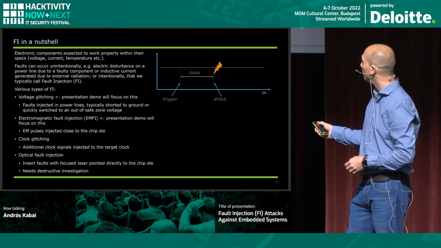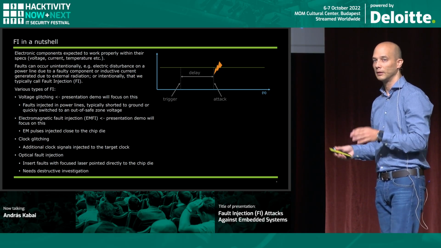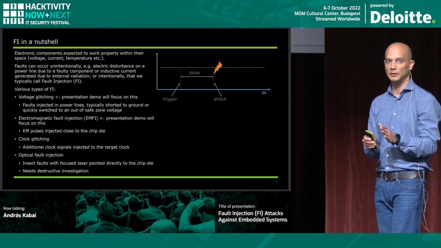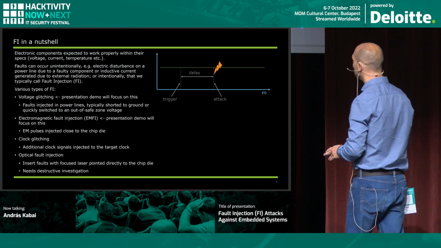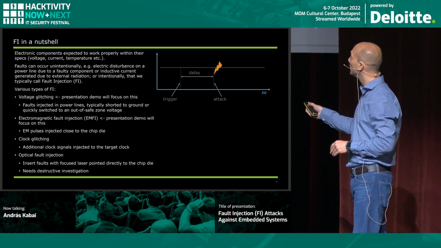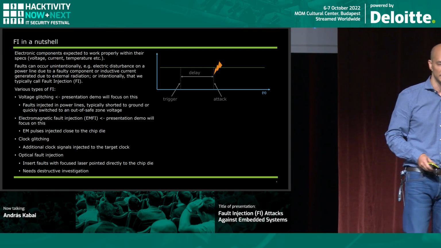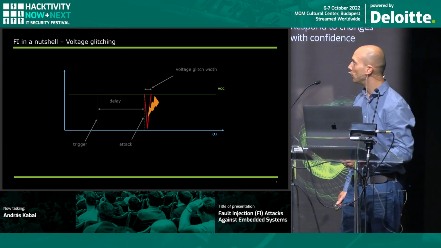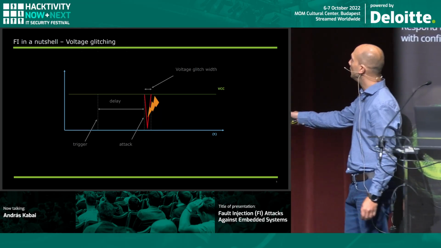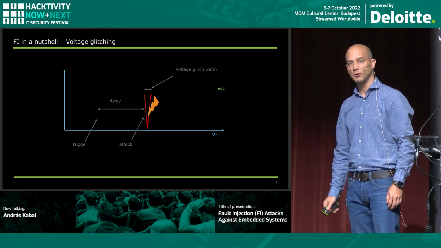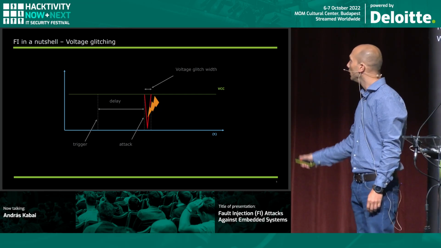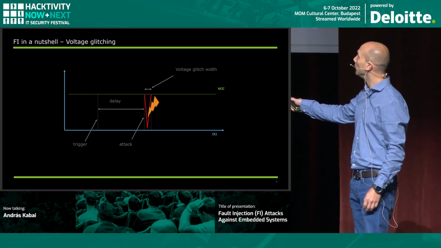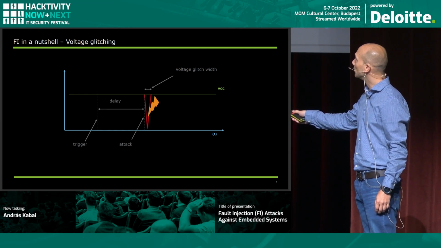Using this trigger, you start to count, typically precisely, so there is no jitter enabled here, to perform a successful attack. After a specified amount of delay, you execute the attack, and the attack depends on the fault injection type. In case of voltage glitching, the green line here is the VCC, the power of the microcontroller or the CPU, and you somehow insert a glitch here.